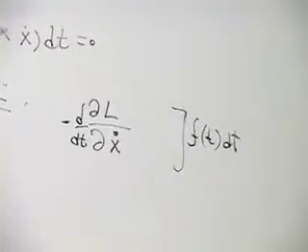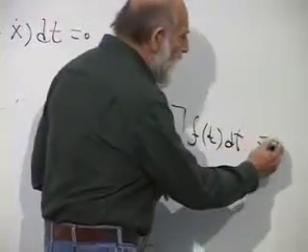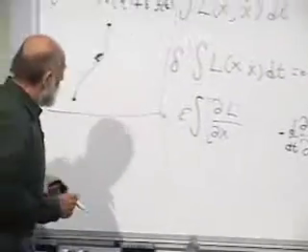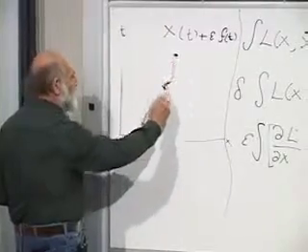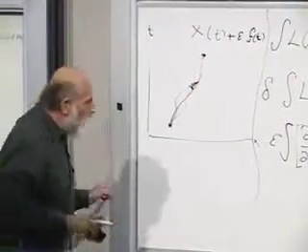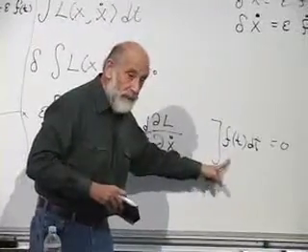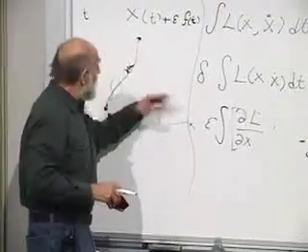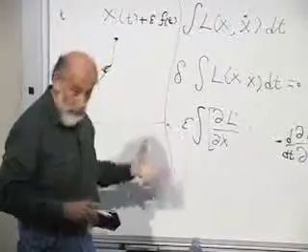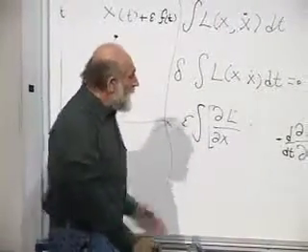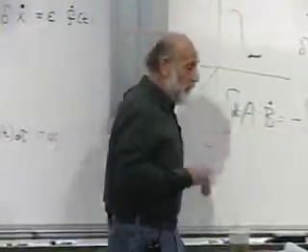Now, what do we want to be true? We want this to be equal to 0 for every possible variation f of t. We want to explore all neighboring trajectories, all possible neighboring trajectories, and require that every possible shift in the trajectory, in other words, every possible f, gives the same answer when you vary the action to first order, namely 0. All right? So that means that this has to be 0 for all possible functions f of t.